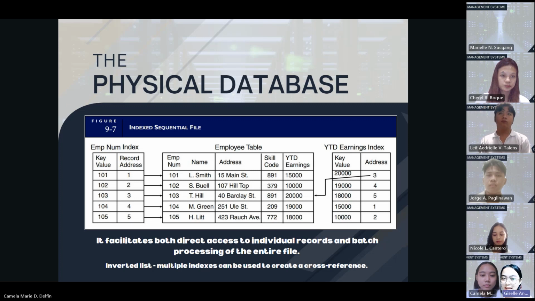There is what we call an index sequential file, and it facilitates both direct access to individual records and batch processing of the entire file. Multiple indexes can be used to create a cross-reference called an inverted list, which allows even more flexible access to data. An index sequential file is important because it is a fast and efficient method for huge amounts of data. In this method, files can be easily stored in cheaper storage mechanisms like magnetic tape, and it's simple in design. It does not require much effort to store data.